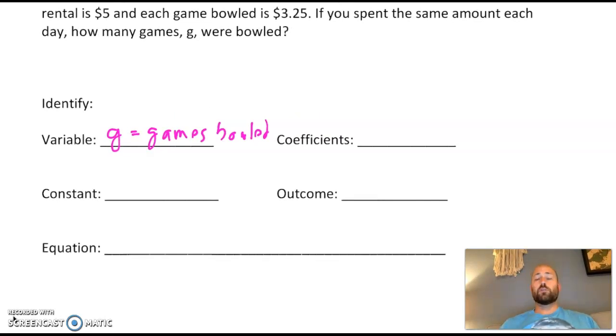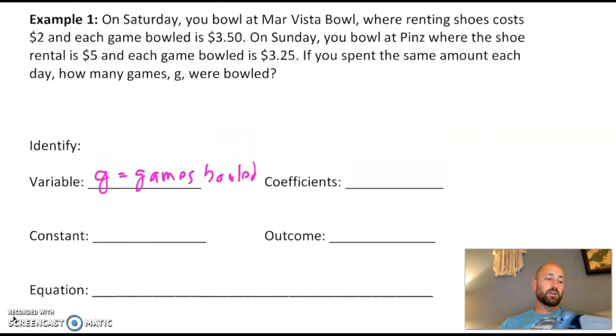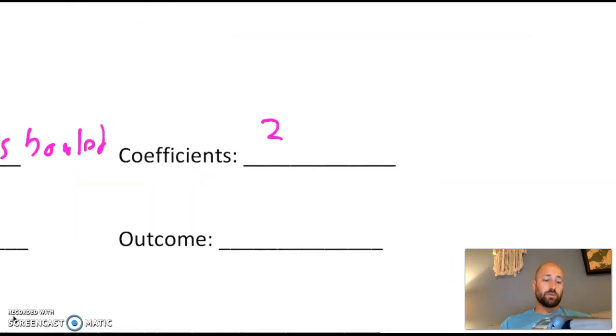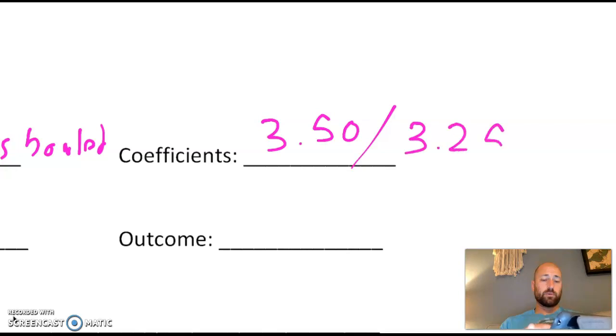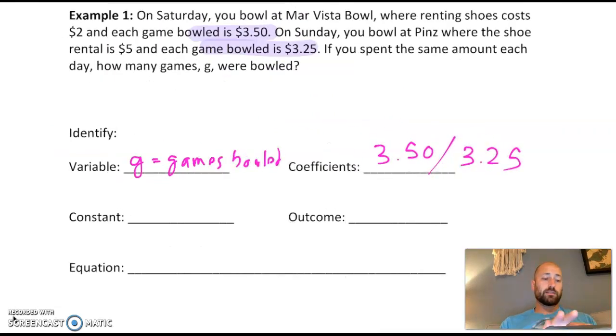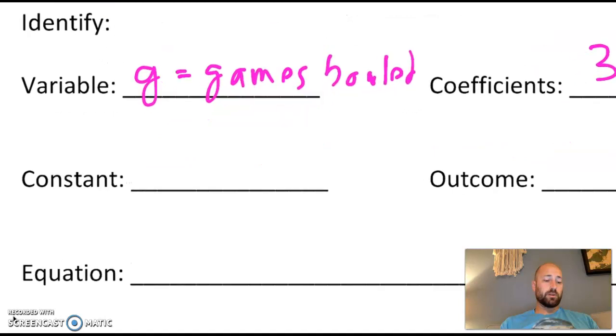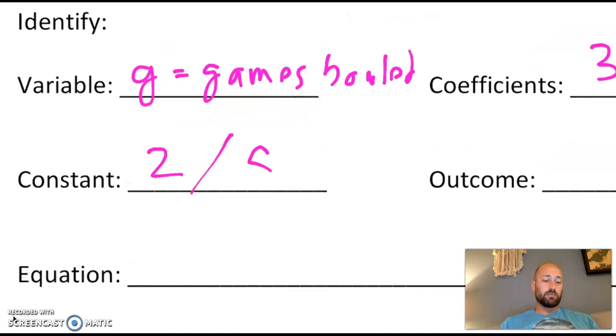The coefficients. Now, there are 2 coefficients because there's 2 different days bowled. So my coefficients are each game was 3.25 and each game was 3.50. So we have 3.50 and 3.25. My constants, so like that initial amount that we spent, I have a $2 and a $5 initial amount to spend. So $2 and $5.